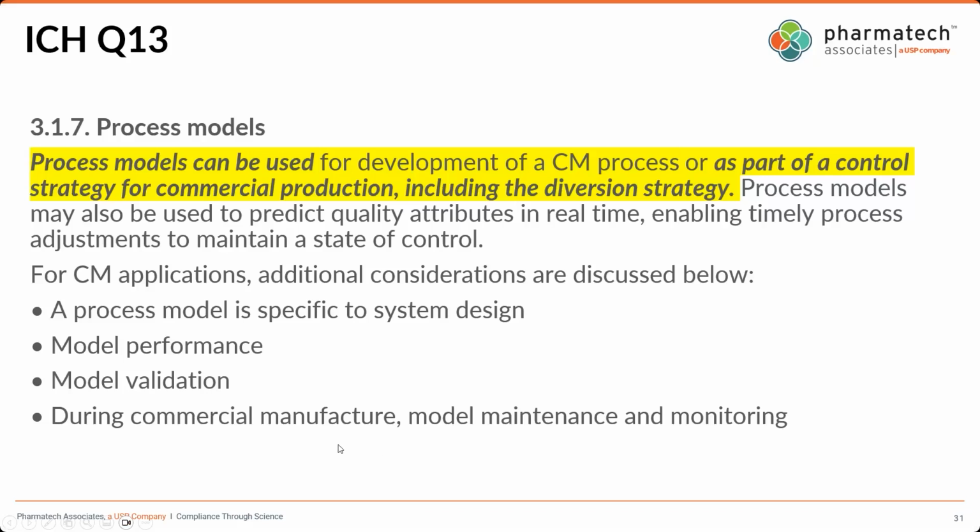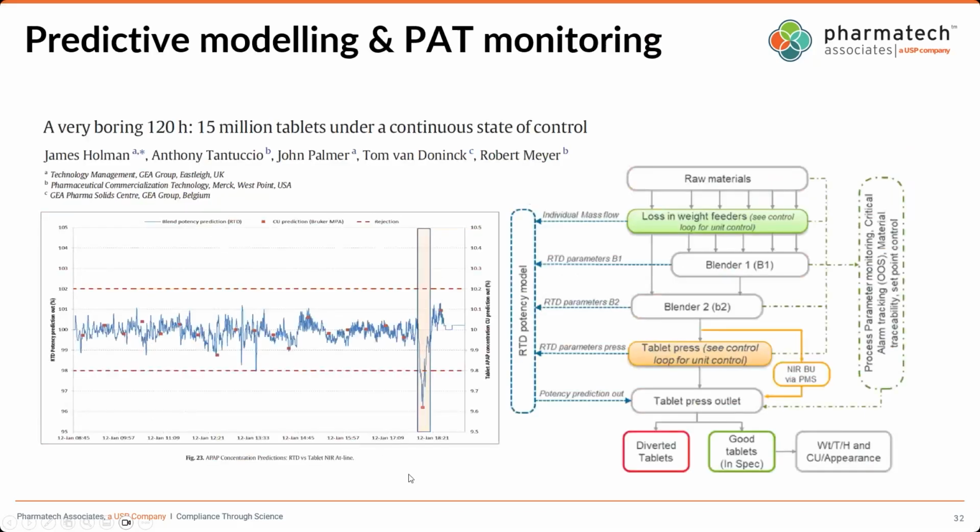And this is just a case I always love to refer to. Once shown on a 120-hour, 15 million tablets process, a predictive model developed before and implemented basically ran this process and was so precise that it predicted content uniformity when it was out of spec and diverted products. So here you use content uniformity measured at line to check the model rather than to release the product.